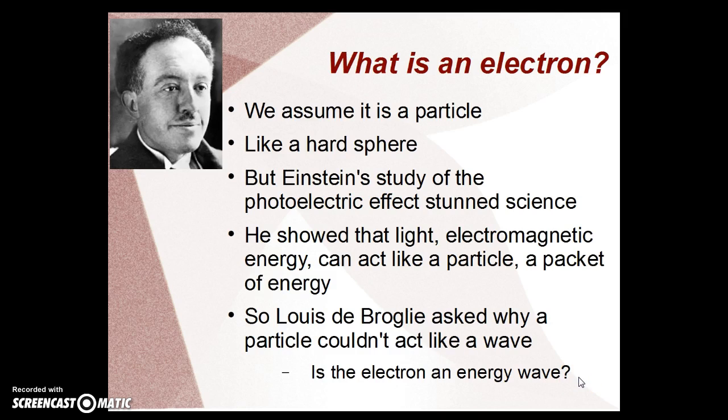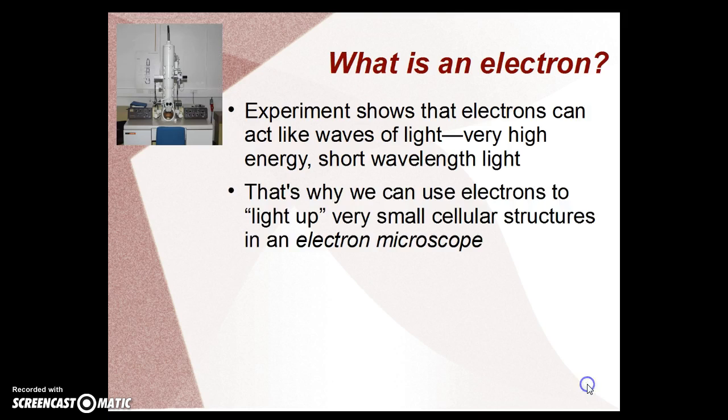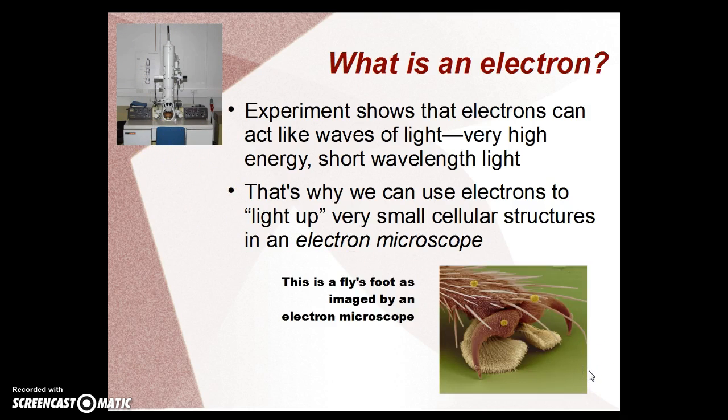Louis de Broglie then came along and asked, well, why can't a particle act like a wave if a wave of light can act like a particle? And he asked, is the electron also acting like a wave? Well, experiments showed that electrons can act like waves of light, very high energy, short wavelength light. That's why we can use electrons to light up very small cellular structures in an electron microscope, such as the one you see pictured here. This is a fly's foot as imaged by an electron microscope. Very high energy light.